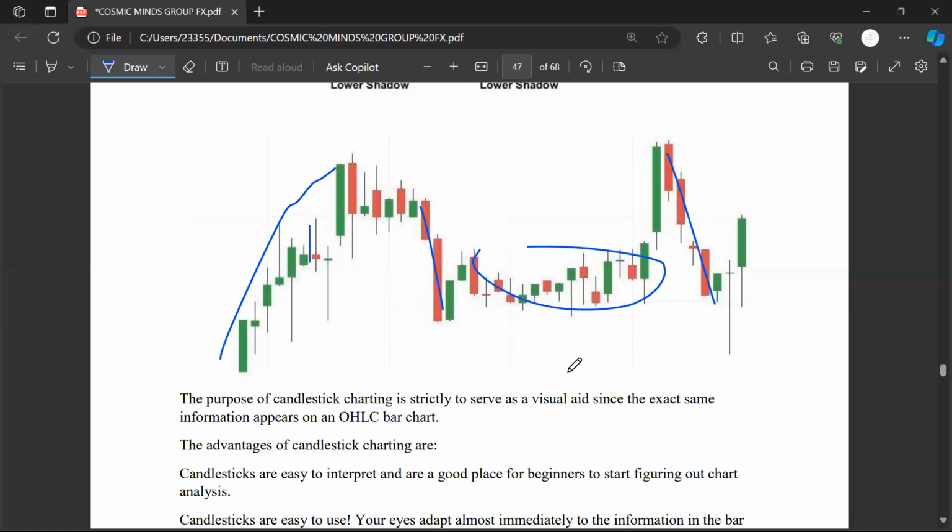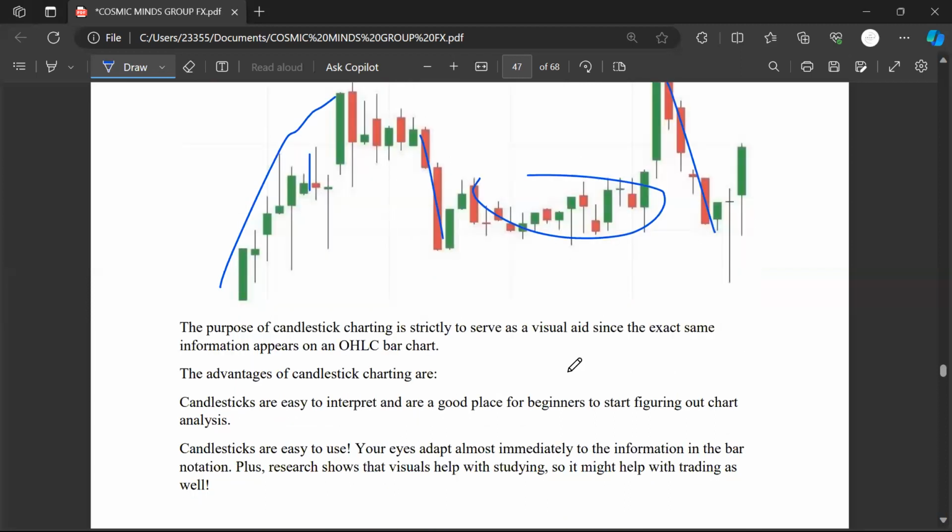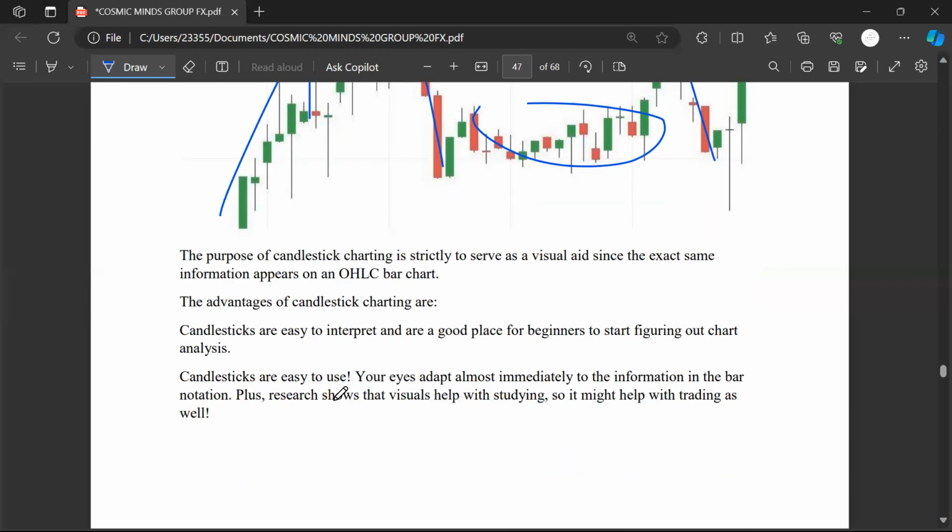So that is it. Now, the purpose of candlestick charting is strictly to serve as a visual aid, saying that the exact same information appears on the open, high, low, and close bar chart. You remember this. The advantages of candlestick charting are that candlesticks are easy to interpret and are a good place for beginners to start figuring out chart analysis. So actually, we are using this for your sake, right? Even though I use candlesticks, now I am abreast with this, I can decide to choose any color that I want.